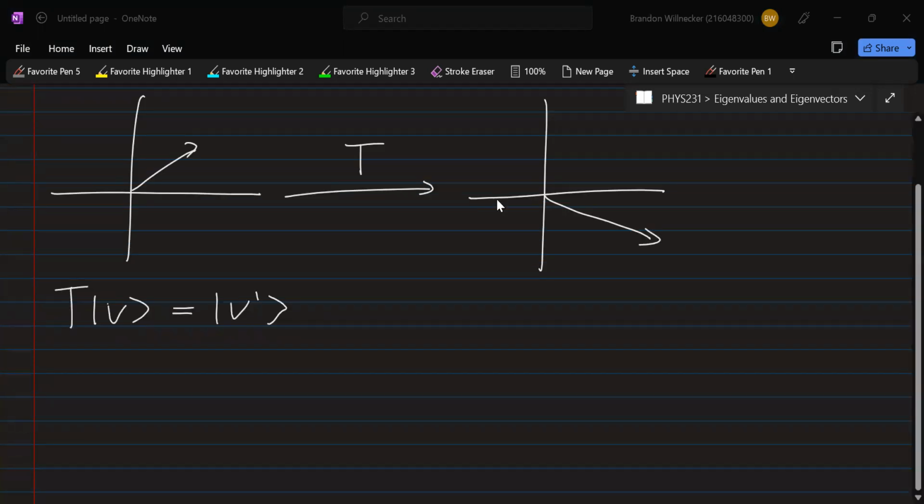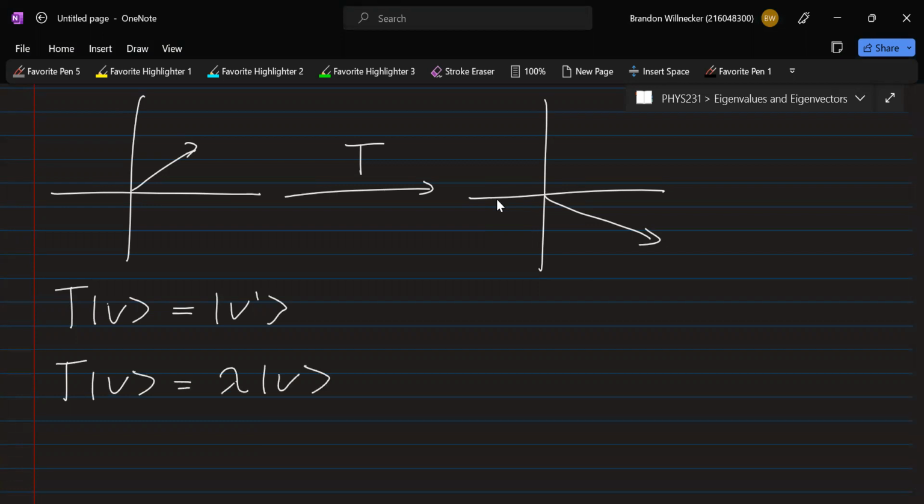Now, in certain situations, we might have the following. T acting on a vector v is a multiple of the vector v. Okay, so this transformation might have the action of changing the vector for some given vector, but there are special vectors whereby if you apply the transformation, it just scales the vector. Okay, so this is for a special subset of vectors, and those are called eigenvectors.